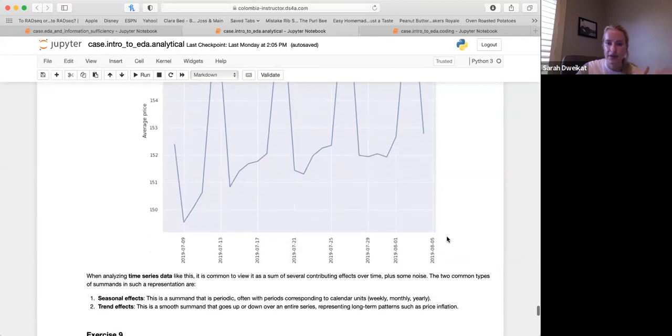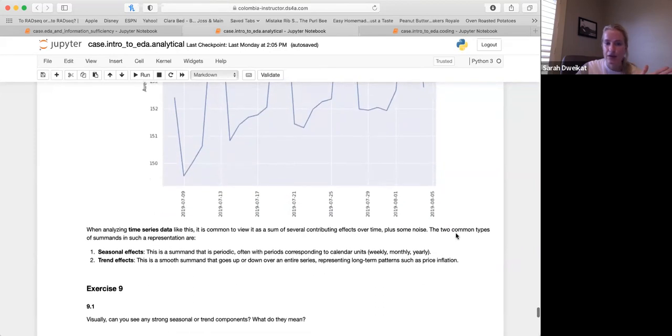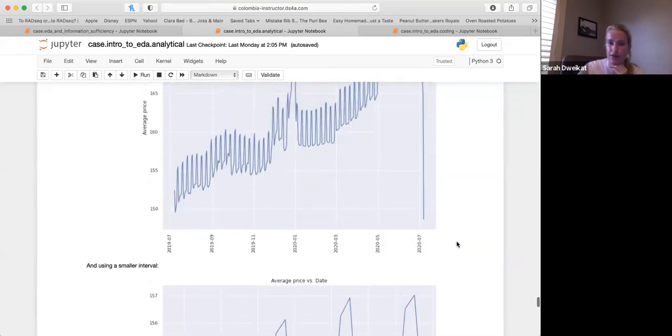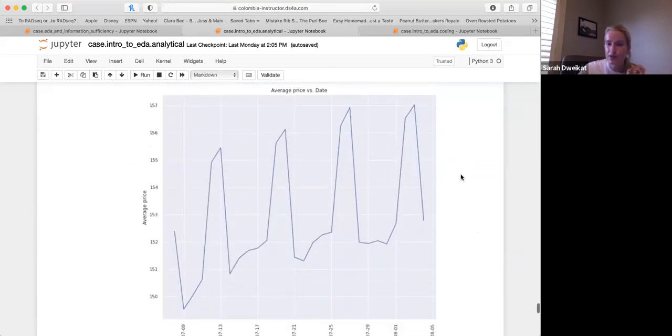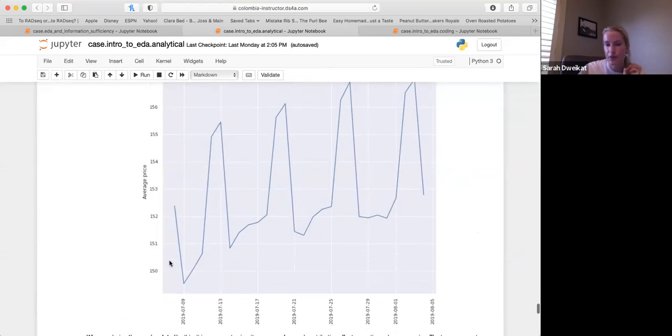So with that being said, can we see any seasonal or trend components here? When we look at these, what do you see for both our year graph, looking at our seasonal and our trend effects? And then do you see any of that for when we break it down for one month?